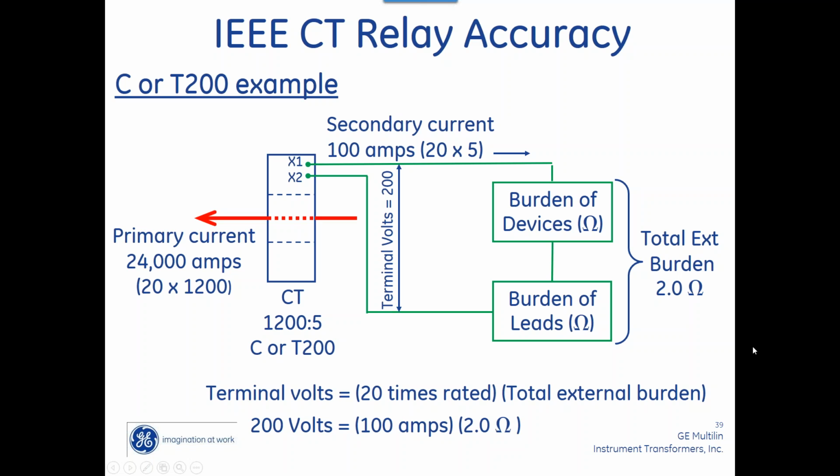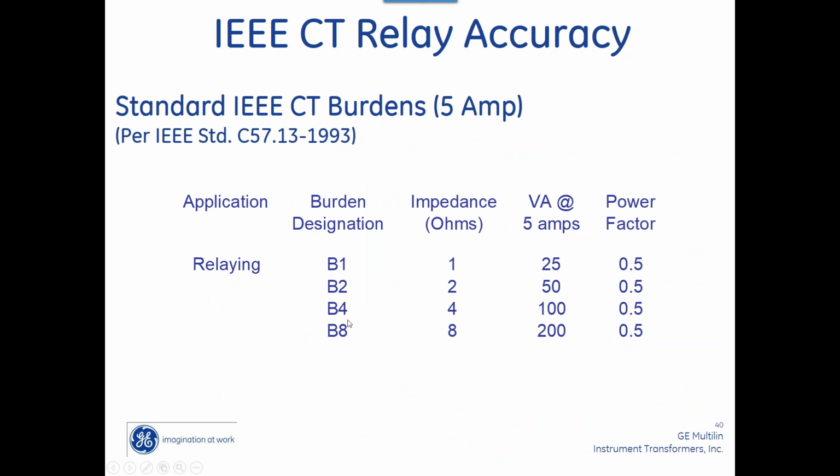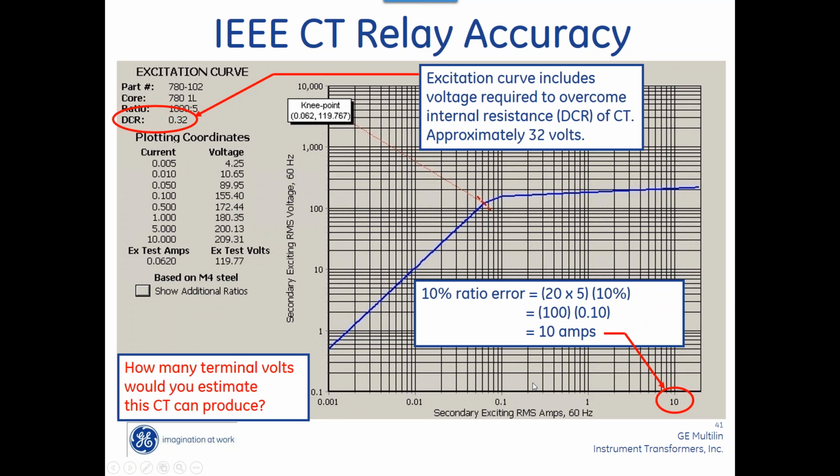Here's an example with C200. Same exact example, I still have 100 amps. Now I'm producing 200 volts, so I can have 2 ohms of burden. And here's what they call B, 1, 2, 4, and 8. The highest CT you'll ever see is a B8, or a C800 or a T800. And that can produce 8 ohms of resistance, the 200 VA, at a power factor of 0.5.